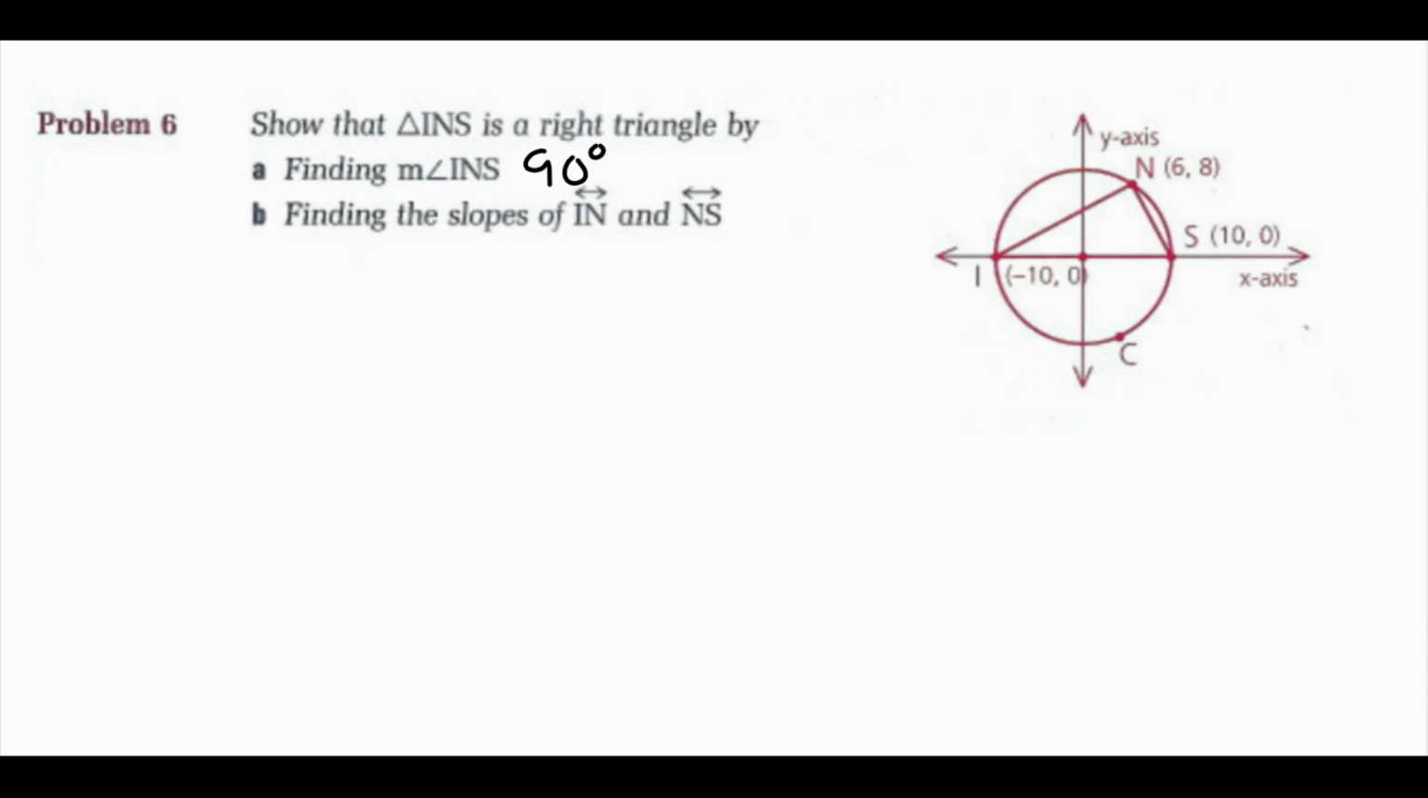So if I find the slope of line IN, it would be 8 minus 0 over 6 plus 10, or 8 over 16, or 1/2. So the slope of line IN is 1/2, where the slope of line NS would be 8 minus 0, and then 6 minus 10, which would be 8 over -4, which would be -2. Now I can see that my slopes are opposite reciprocals, therefore making this a right triangle.